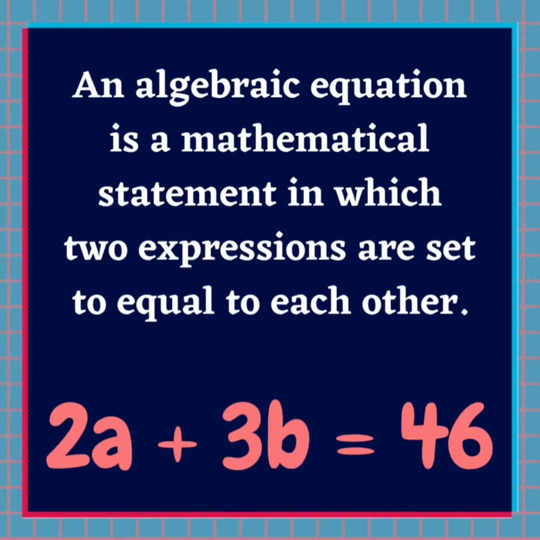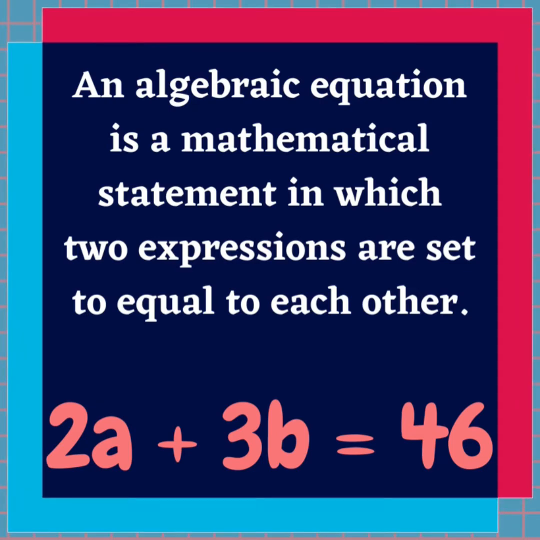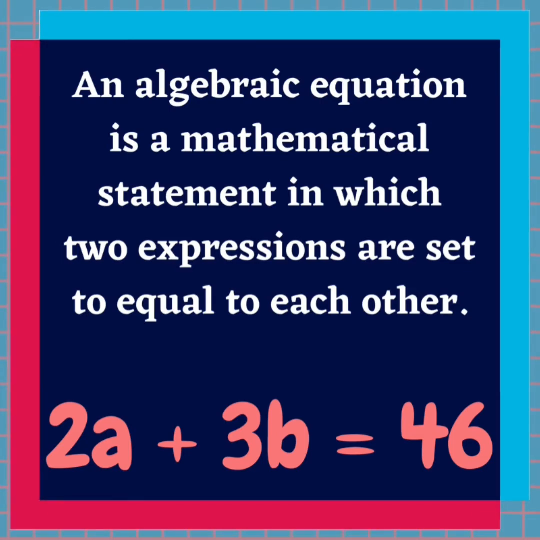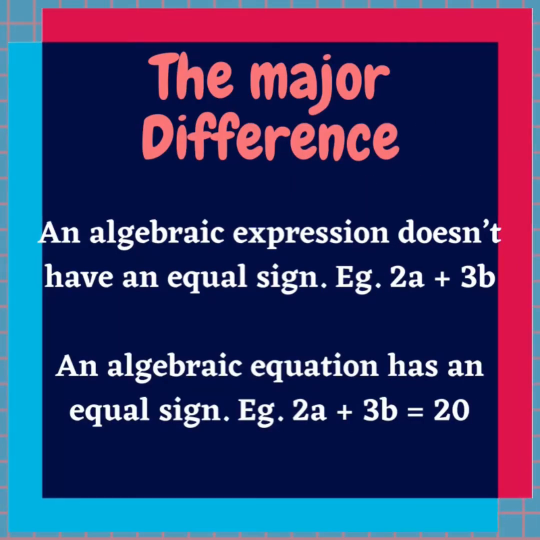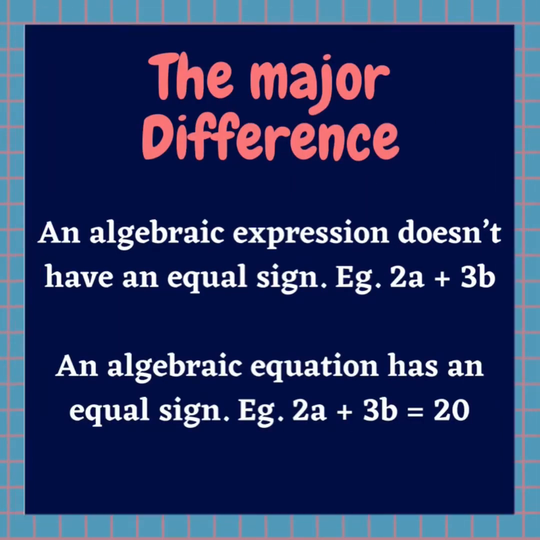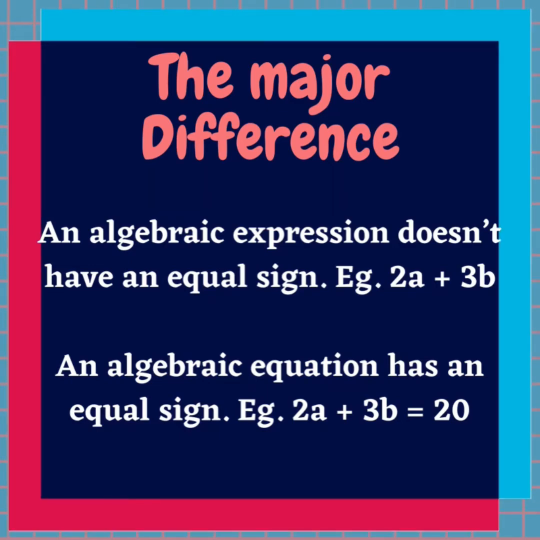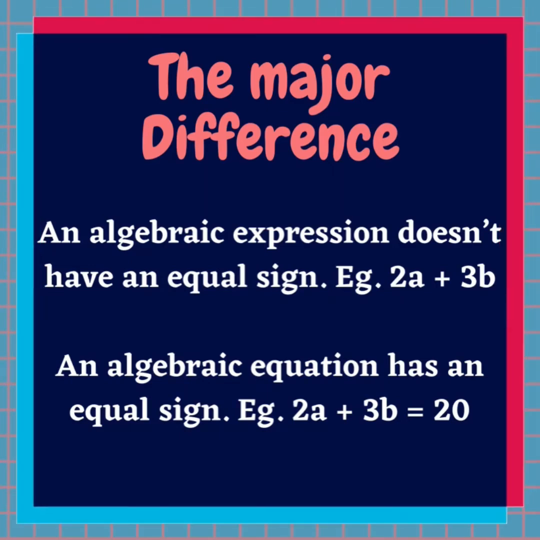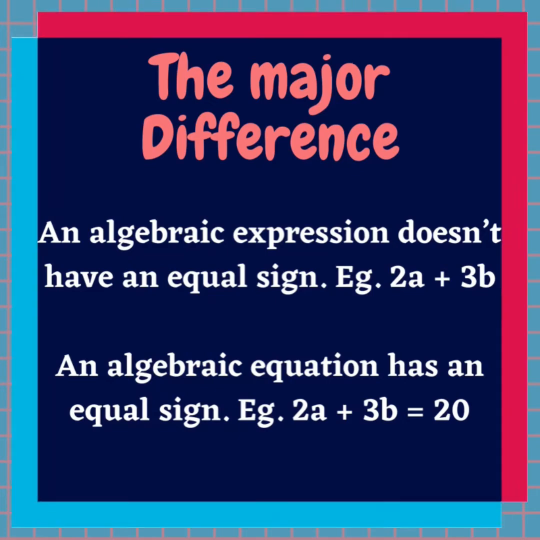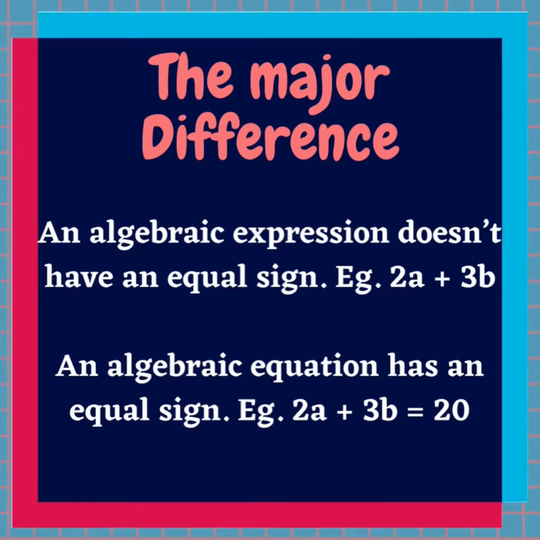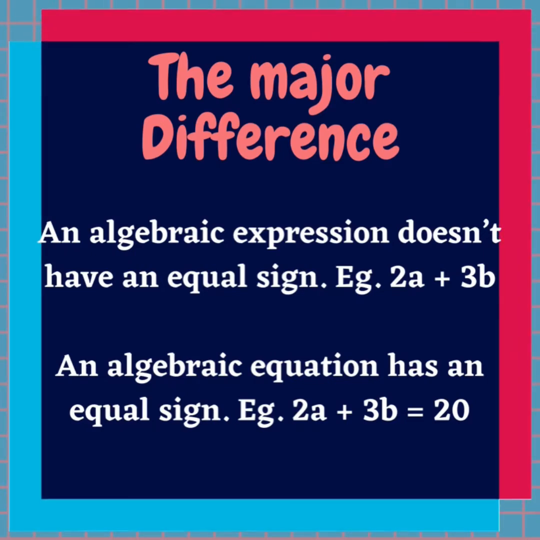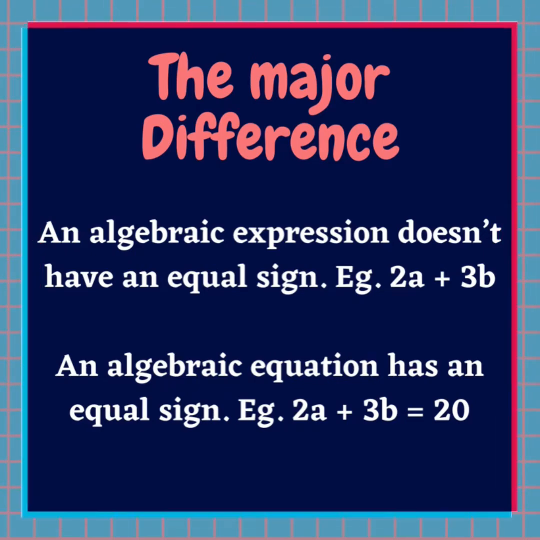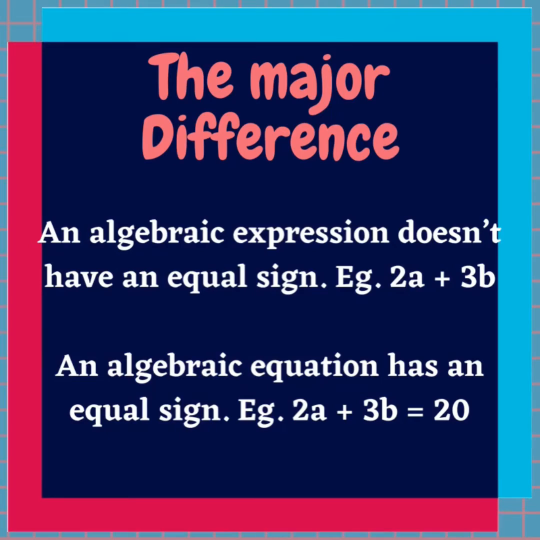An algebraic equation is a mathematical statement in which two expressions are set equal to each other. So the major difference between the algebraic expression and the algebraic equation is that the equation has an equal sign, but the expression doesn't. So for example, 2a plus 3b is an expression, but 2a plus 3b equals 20 is an equation.